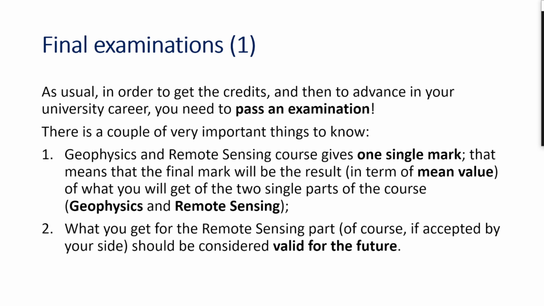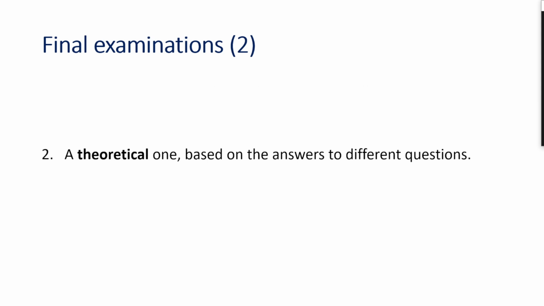Final examinations. As usual, in order to get the credits, and then to advance in your university career, you need to pass an examination. There are a couple of very important things to know. 1. The Geophysics and Remote Sensing course gives 1 single mark. That means that the final mark will be the mean value of what you will get in the 2 single parts of the course, Geophysics and Remote Sensing. 2. What you get for the remote sensing part, of course, if accepted by your side, should be considered valid for the future.